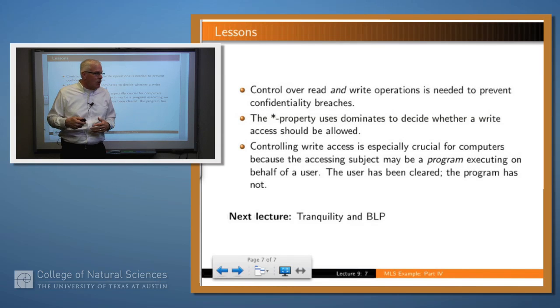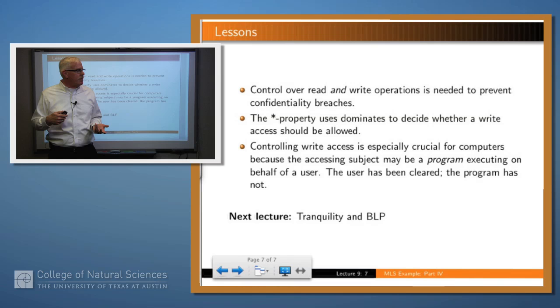All right, so what have we discussed in this lecture? Well, we need both information over read and write to control breaches of confidentiality. And we've introduced a new rule called the star property, which uses dominates to decide when a particular subject should be granted write access to a particular object.